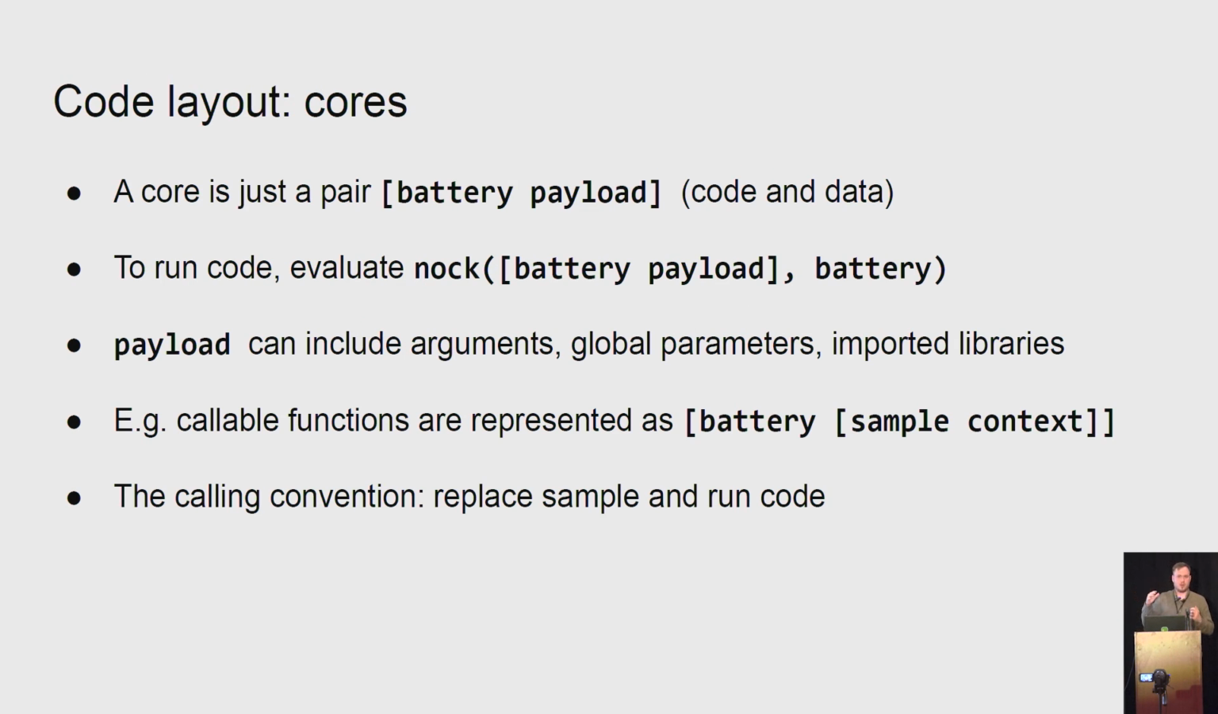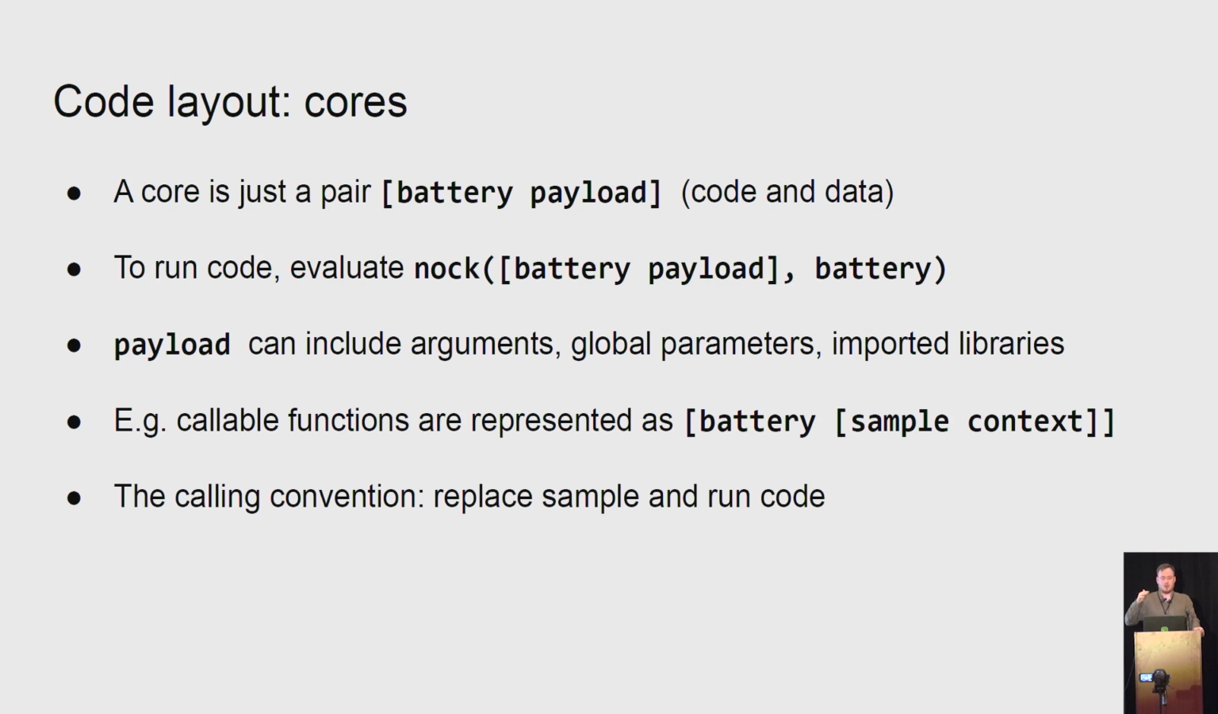That was the way we run code, but how do we store code? How do we handle it? We store it in pairs of, again, code and data. Here it has different names because we use them slightly differently. For example, when you have this pair of code and data, or battery and payload, in order to run code, you use the entire core as the subject, and the battery, or sometimes only a piece of that battery, as the formula. For example, that enables recursion, because the battery can now refer to itself.